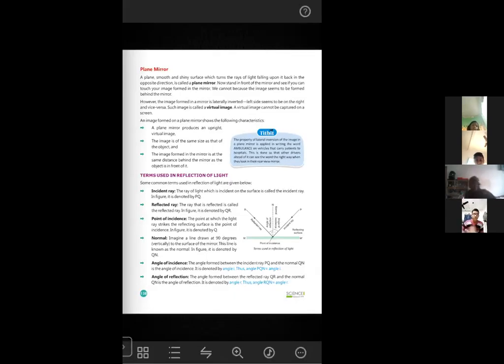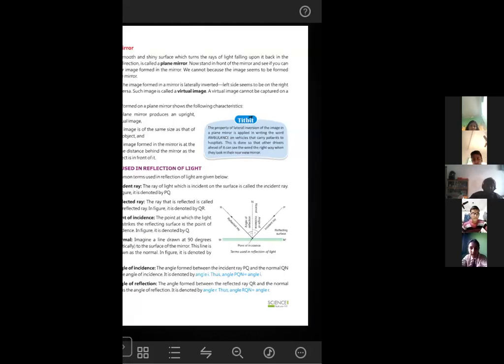So yesterday I told you about reflection of light and the terms that we use in reflection of light. The terms are incident ray, reflected ray, point of incidence, normal, angle of incidence, and angle of reflection. I'm just zooming this part here.